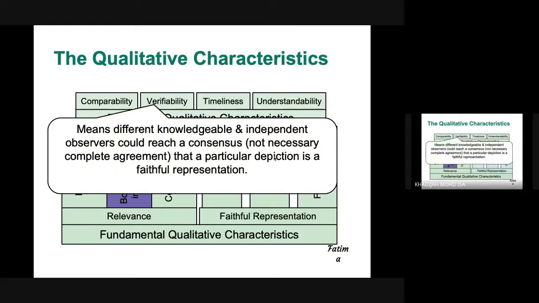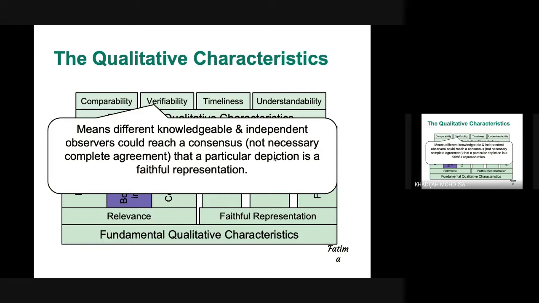All right, verifiability, it means that different knowledgeable and independent observers could reach a consensus, right? Not necessarily complete agreement, it doesn't mean everyone has to say the same thing 100%, but in general, they should come to the same conclusion about the financial statement of an entity. Yeah. All right.